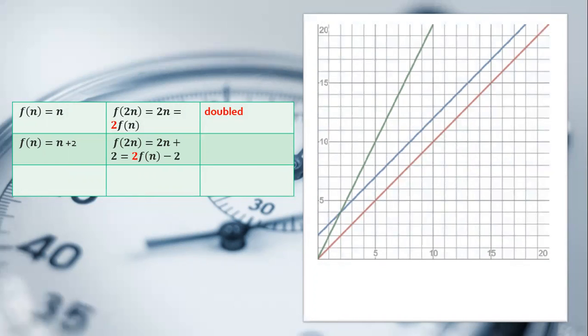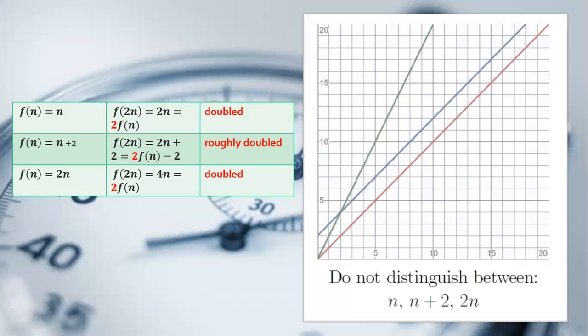That minus 2 doesn't even matter. It's such a small deal. We're going to say it's roughly doubled, right? Brush it off. That's not the important thing. What if your function was 2n? Double the input, doubles the output. So again, doubled. So in some ways, we want to focus on the fact that this is a linear function. We don't want to distinguish between n plus 2 and 2n. The takeaway is that all three of these are linear functions, and so we would say they're exhibiting linear growth.